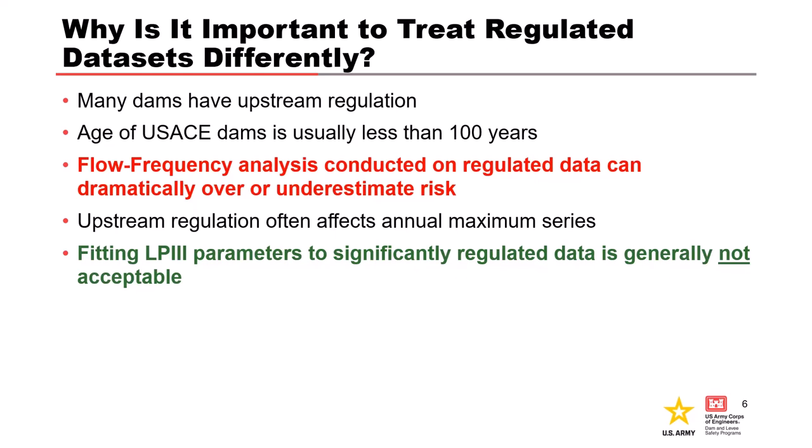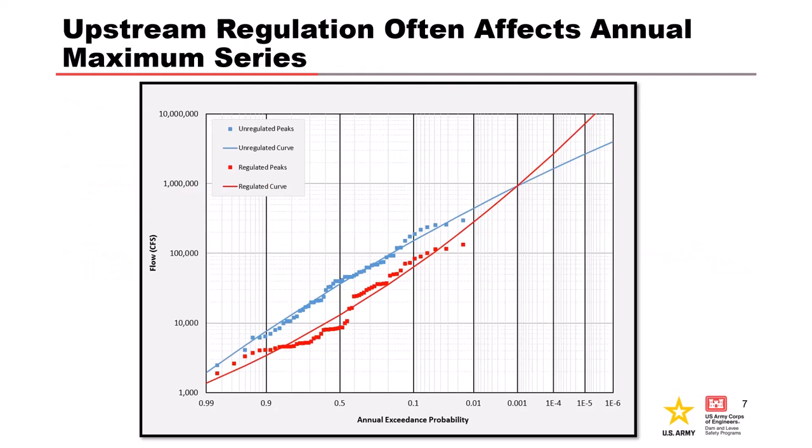If flow frequency analysis is conducted on regulated data sets, this effect can be really dramatic. You can over or underestimate the flood risk of the upper tail of the loading curve. It's generally not recommended to fit log Pearson type 3 parameters, or really any parametric statistical distribution, to regulated data sets. And this example really shows why.